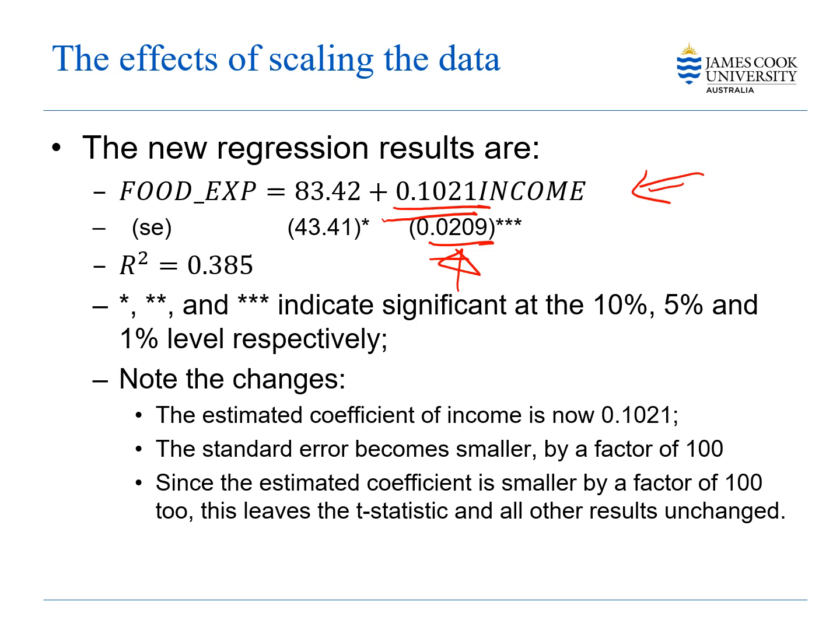So the estimated coefficient of income is now smaller by a factor of 100. The standard error becomes smaller by the same factor of 100. Because both the coefficient and the standard error are smaller by the same factor of 100, the t-stat and all other results are unchanged, like R-squared is still 0.385. Everything else is not changed. Okay, so now you can see the effect of rescaling the explanatory variables.